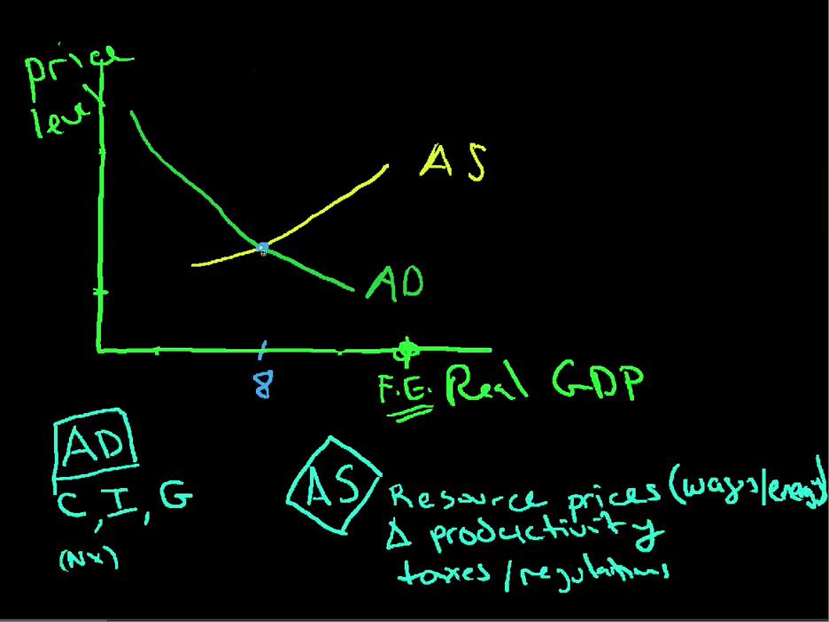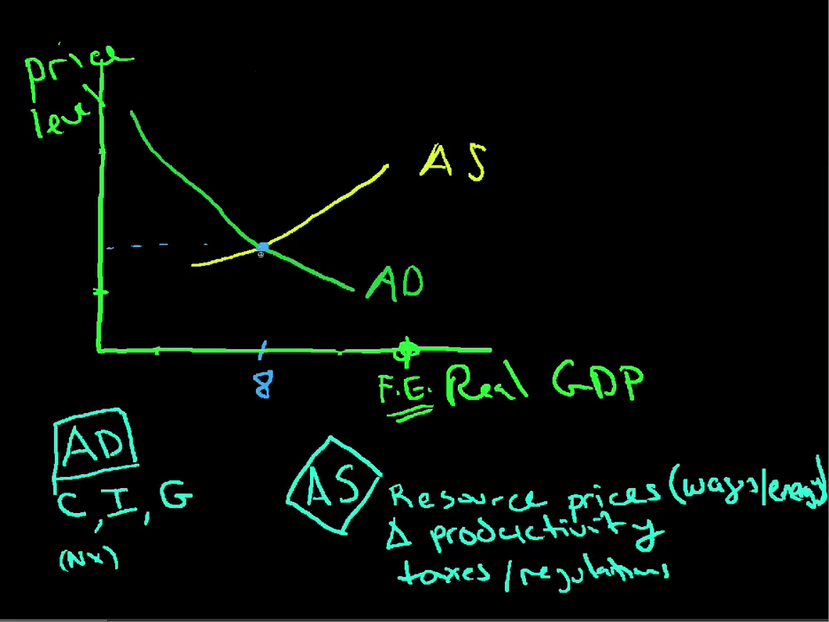This is the point where equilibrium is occurring. There's a price level that equalizes the amount of real output demanded and supplied. So at this particular price level, output demanded and supplied is the same. And we're assuming that's an equilibrium point, meaning there's no need for change.